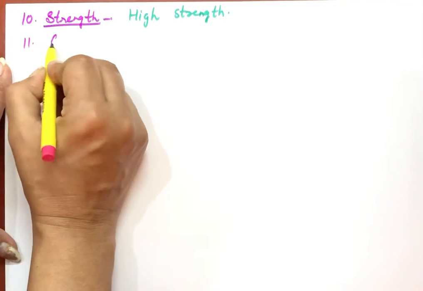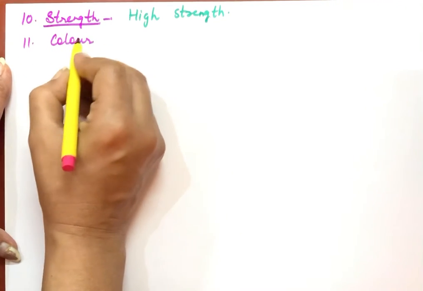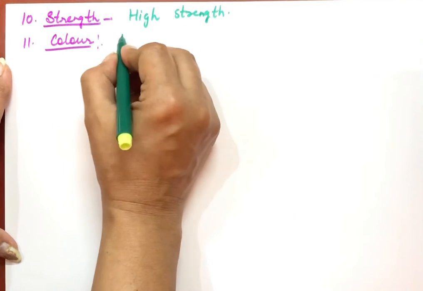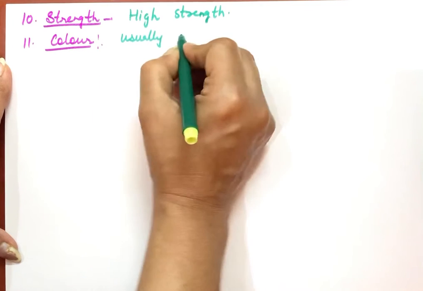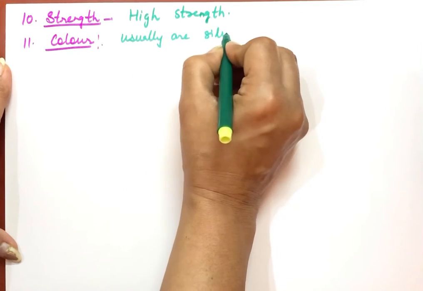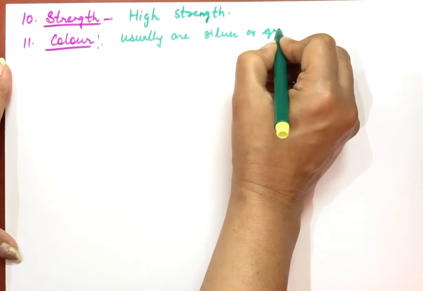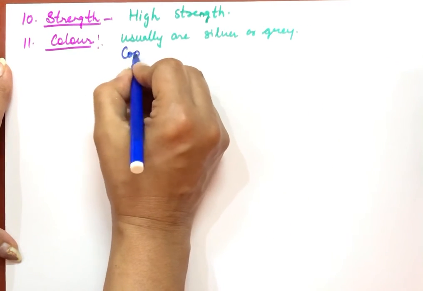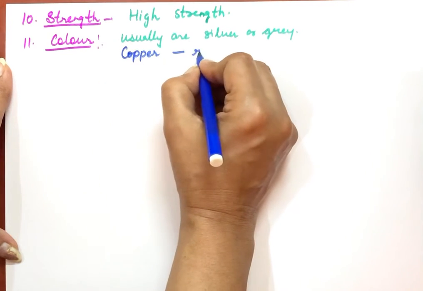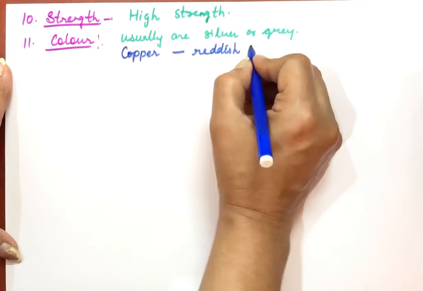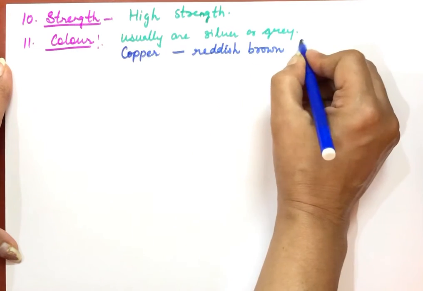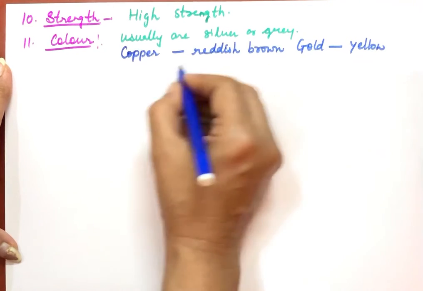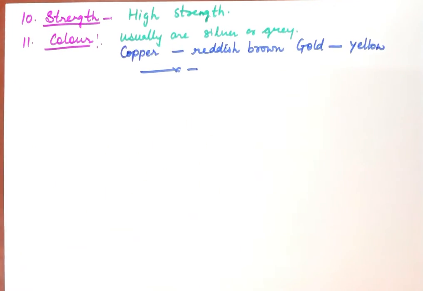Next property is color. Most metals are usually gray in color or silver in color. Usually in which color do we get metals? Silver or gray color. But some metals like copper are reddish brown in color, and gold is yellow in color. These are the physical properties of metals.